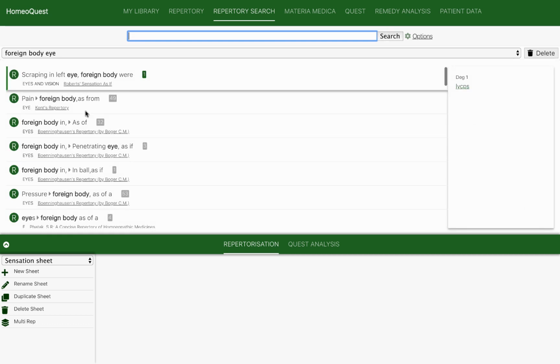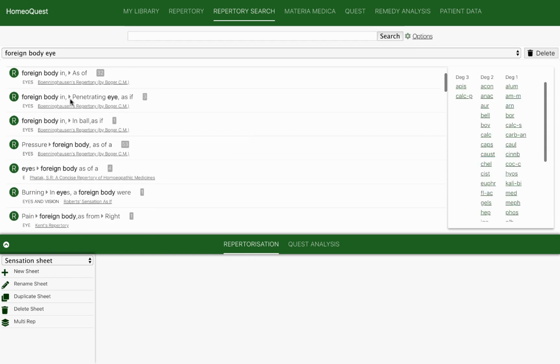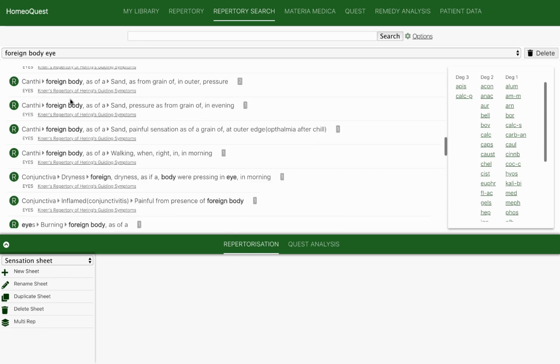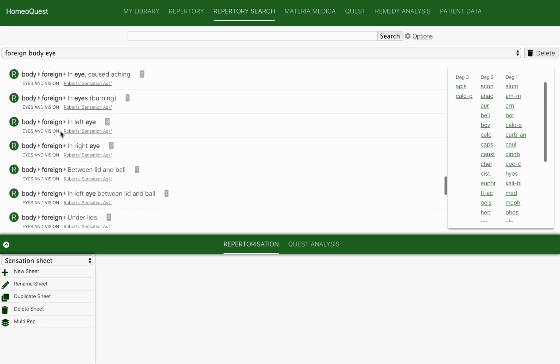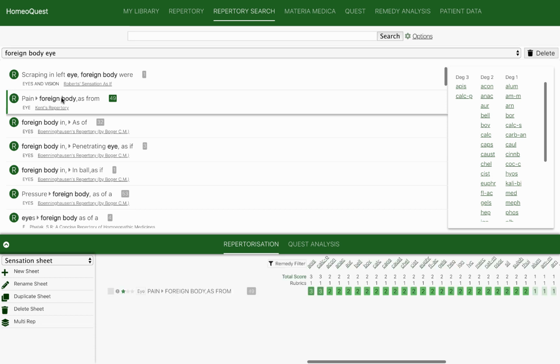Okay, so we have some good rubrics here. Pressure, pain. This one's good from Kent's repertory. I'll take that, unless I have something really big somewhere that I've missed out. The old tiny rubrics. There's one in Roberts, sensation, 23, but I think this one is the biggest. So I'll just take this.